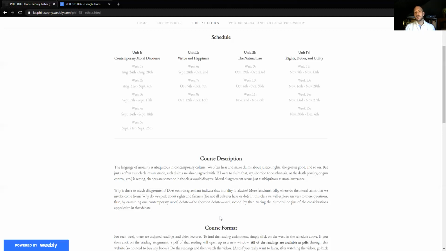And so that's what we're going to be examining in the second part of the course, focusing on the sources of our moral considerations. The second part of the course is going to focus on historical figures. It's going to focus on the history of philosophy. So we're going to be reading Aristotle. We're going to be reading Aquinas and Locke and Kant and Mill and others, that's most of them actually.